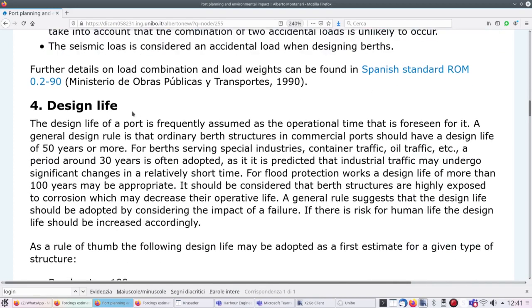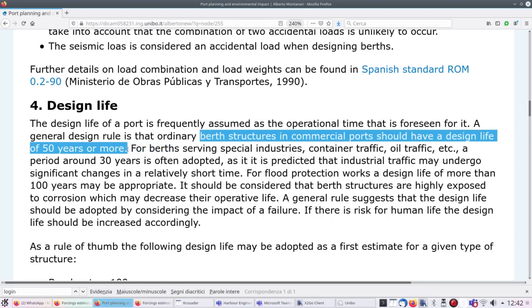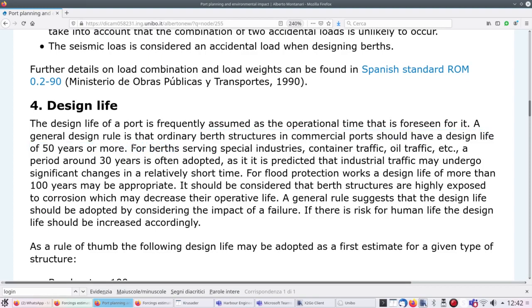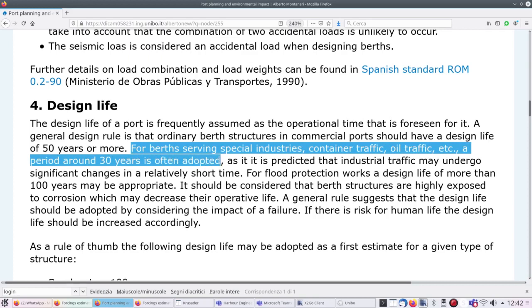Now, about the design life, we discussed it a little bit, but I think we need to say something more. And usually, there is a rule of thumb, which says that berth structures should have a design life of 50 years or more. But there is something to consider which is counterintuitive. When the berths are serving industries, when they are serving important commercial activity, usually we take a lower return period. And a lower return period because we assume that these types of structures need to be renewed quite often, because the industrial activities usually undergo significant changes in a relatively short time.